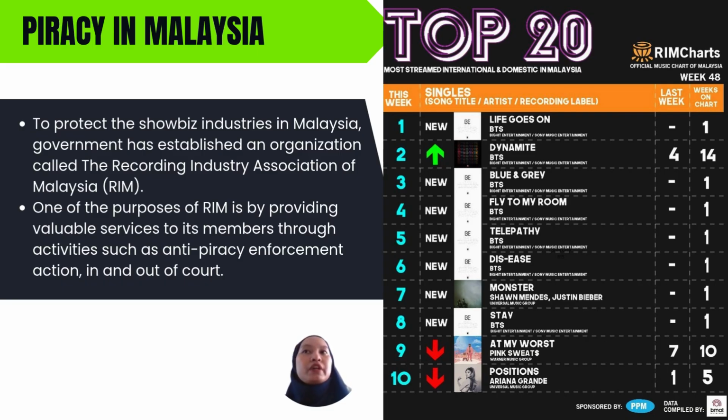RIM stands for Recording Industry Association of Malaysia. It is a key organization that represents the interests of music recording companies and the music industry in Malaysia, and they protect music copyright and fight piracy. What they do is manage music licensing and royalty collection via PPM, if I'm not mistaken. They also promote Malaysian music and local artists, support industry standards and development, and represent the music producers in Malaysia.